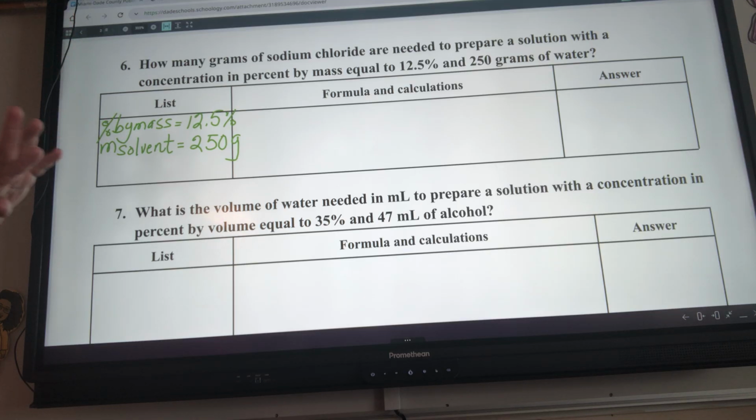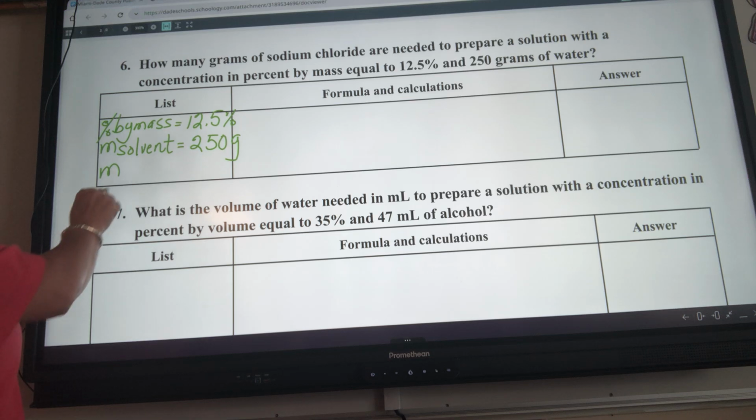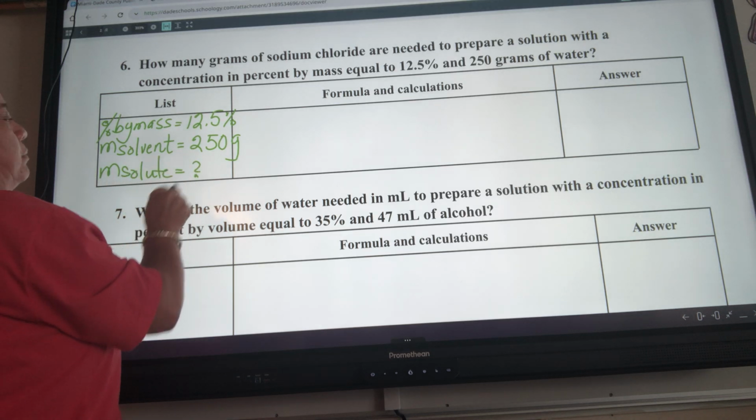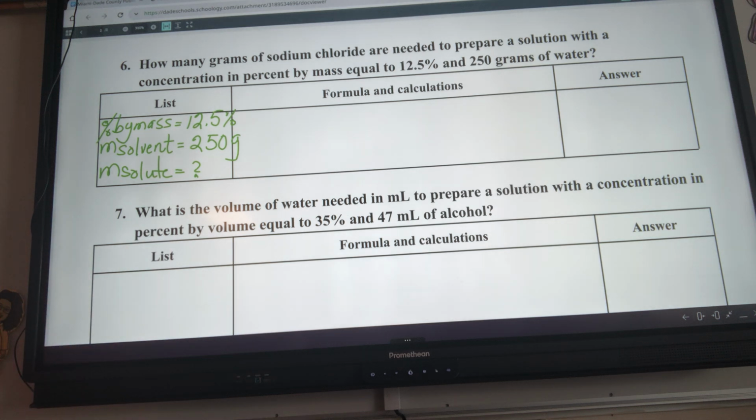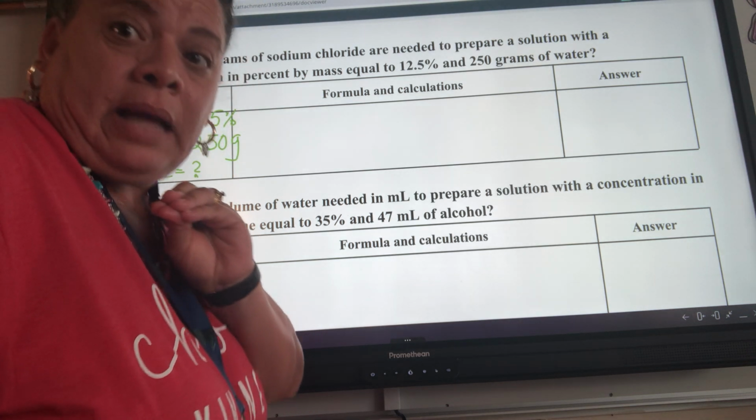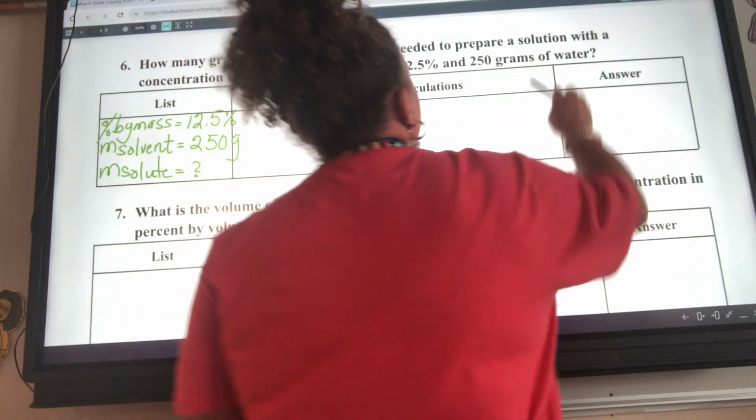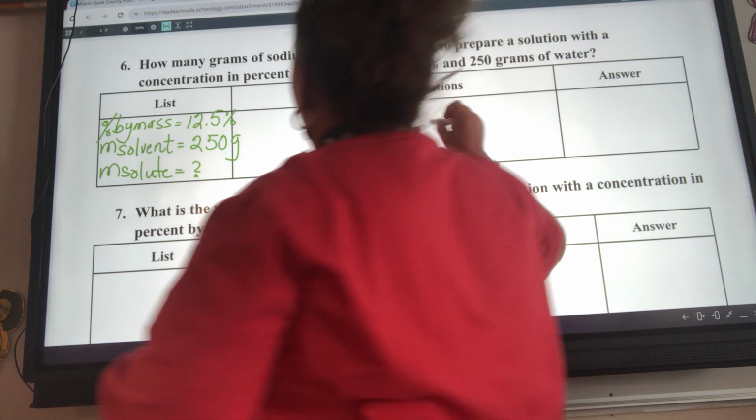I need to find the mass of sodium chloride. If water is the solvent, what is sodium chloride? The solute. Miss Ramos, this is more of the same. No, it's not. I'm giving you the mass of the solution. I'm giving you the mass of the solution. Okay? Everyone is quiet, so we're going to continue.